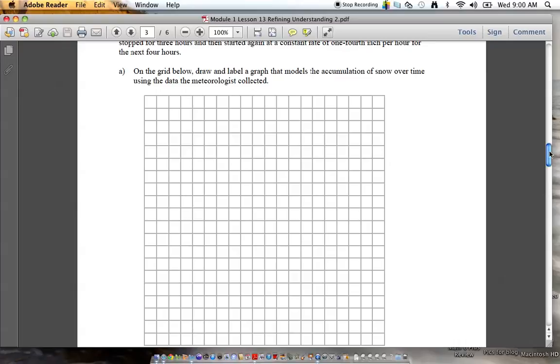Are you trying to put the whole thing in? Okay, talk to each other about your graphs and make sure that you think that your graphs are right on.